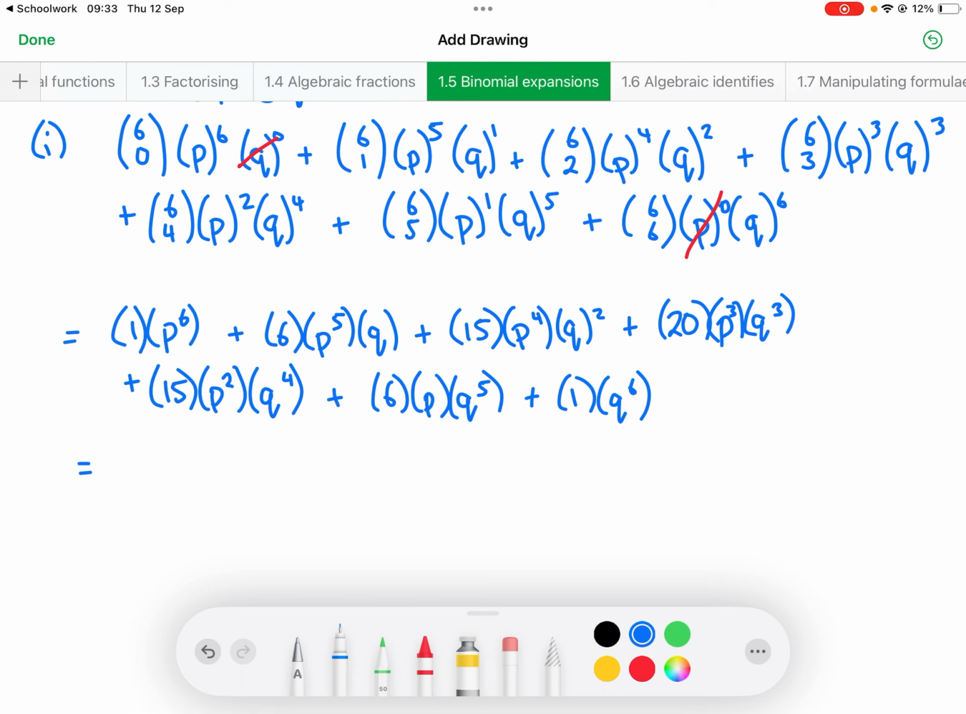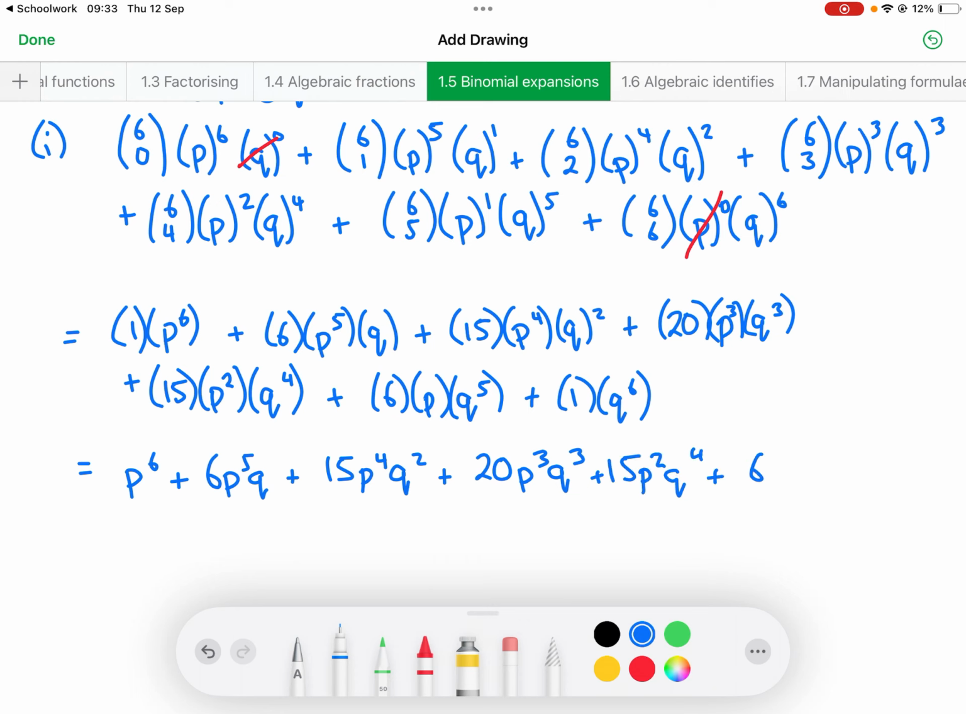And now we just write it out nice and neat at the end. Drop the 1 because you don't need it, so 1 times p to the power of 6 is just p to the power of 6, plus 6 p to the power of 5 q, plus 15 p to the power of 4 q squared, plus 20 p to the power of 3 q to the power of 3, plus 15 p squared q to the power of 4, plus 6 p q to the power of 5, plus q to the power of 6, and that's you finished.